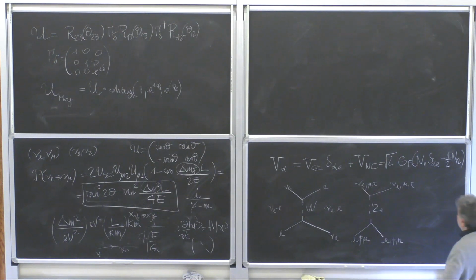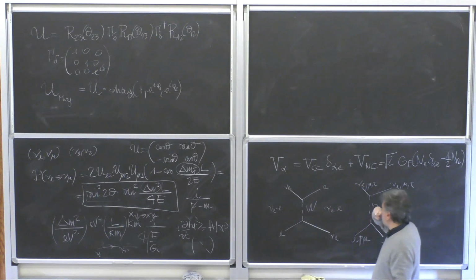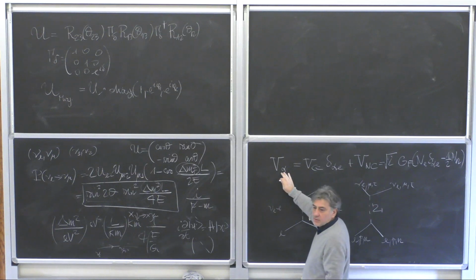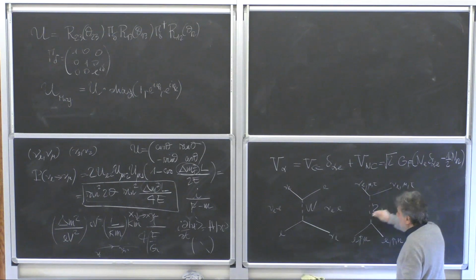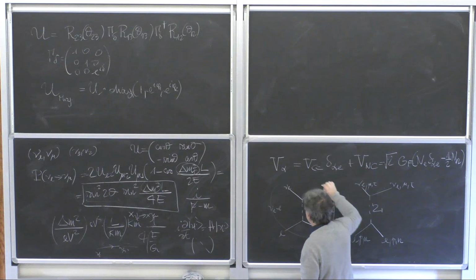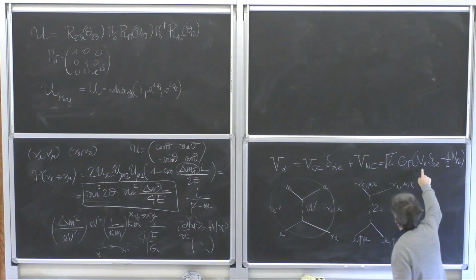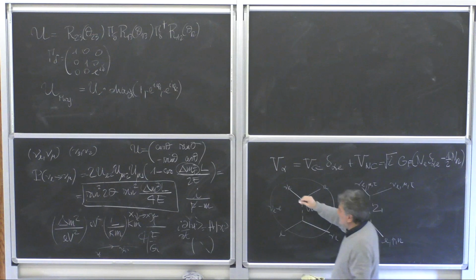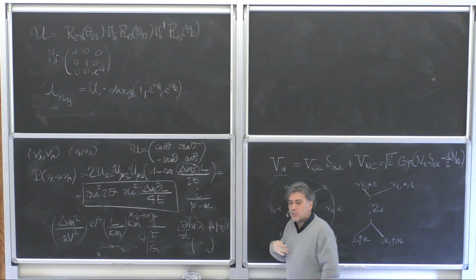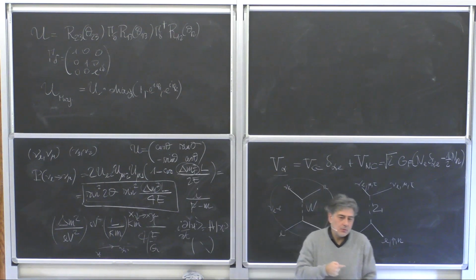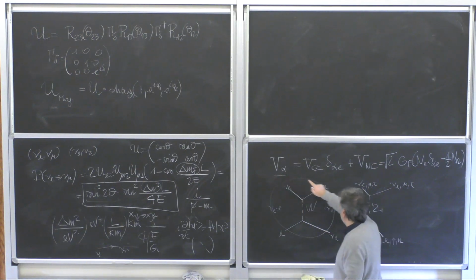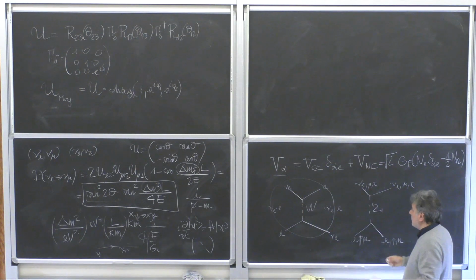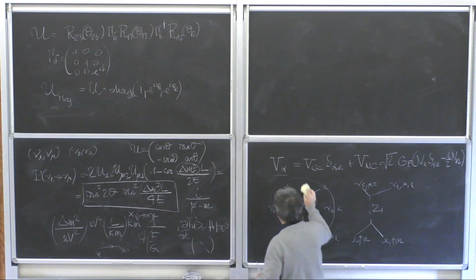So we have one term that is there for all flavors, and one term that depends on the charged-current scattering that is there only for electron neutrinos. So this is the potential that you must add to the Hamiltonian, and it is diagonal in the flavor basis.